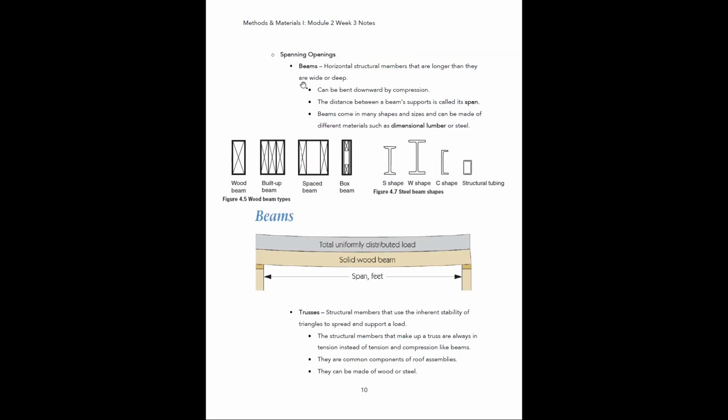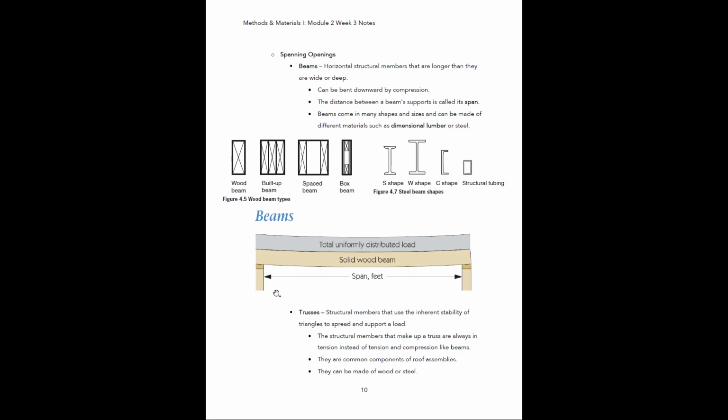Okay, spanning openings. So beams, you should be familiar with what a beam is. That is a horizontal structural member that is longer than it is wide or deep. So a beam can be bent downward by compression, like we said. The distance between a beam support is called its span.